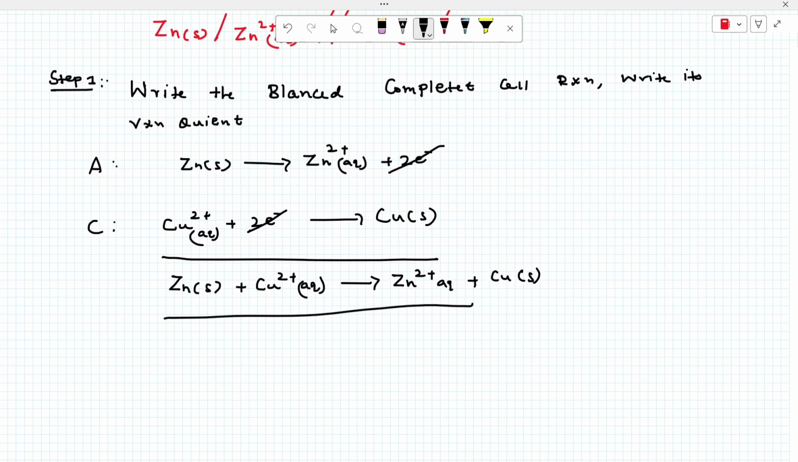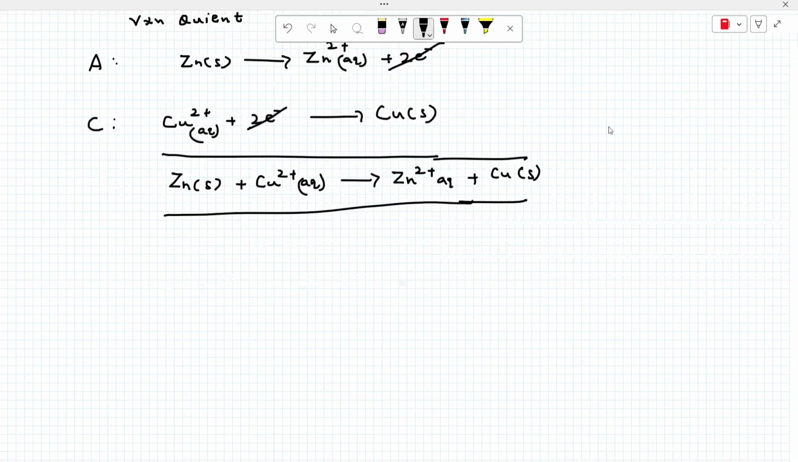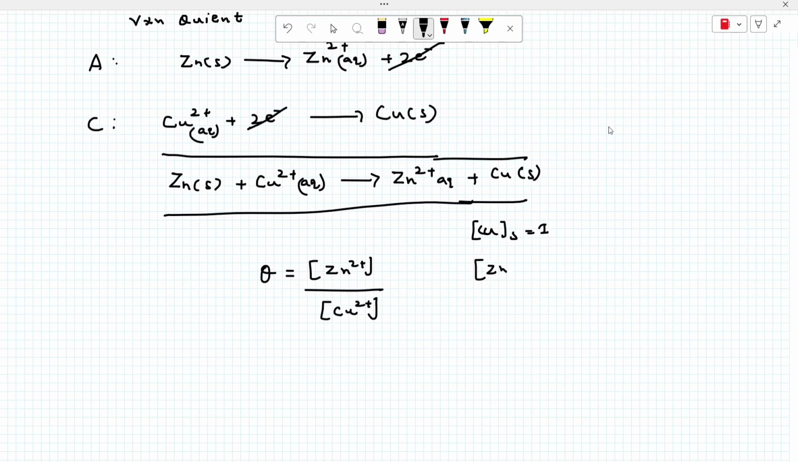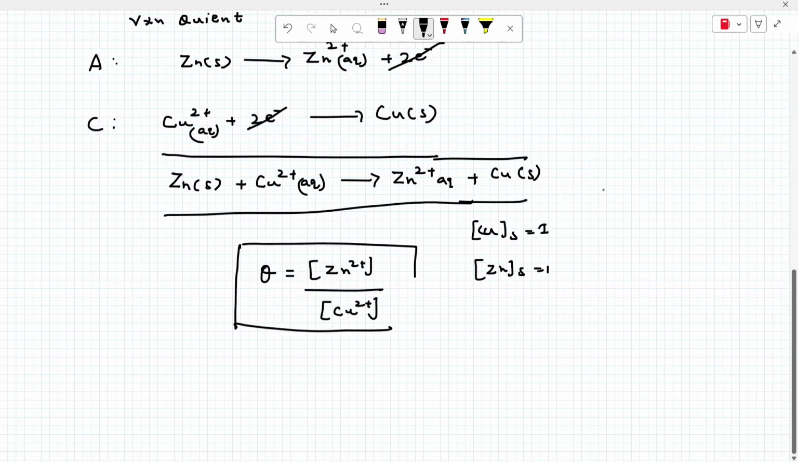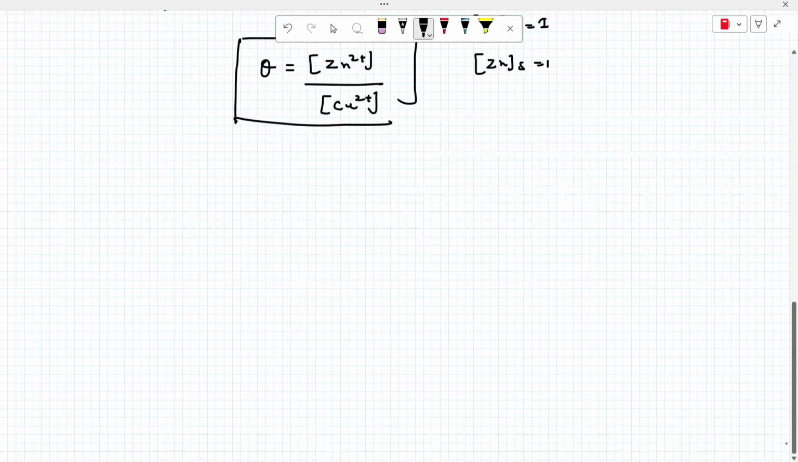Okay, now tell me, what is the reaction quotient? What is the Q value for the cell reaction? Anyone? We discussed already. Q is Zn2+ by Cu2+, with copper solid and zinc solid in the numerator and denominator. What is the value of copper solid? 1. Listen, the activity means concentration. The activity of pure solid and pure liquid is 1. That is the Q value for the reaction given, step 1. What is step 2? Simple. Step number 2.